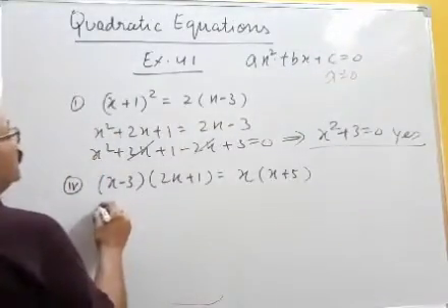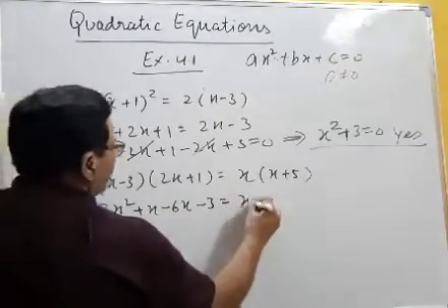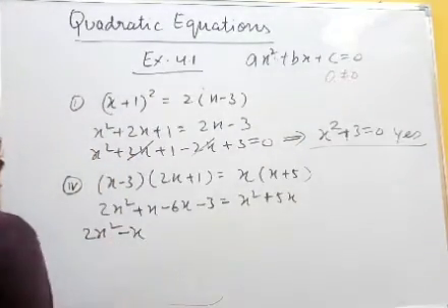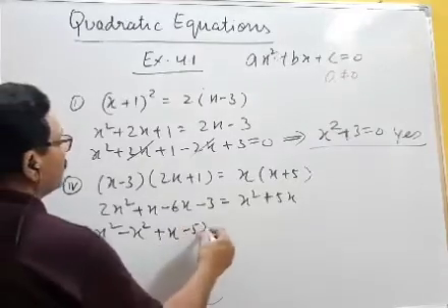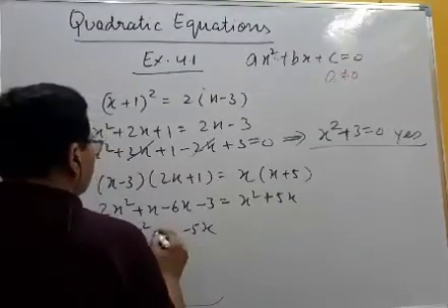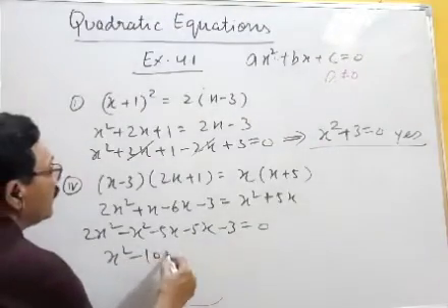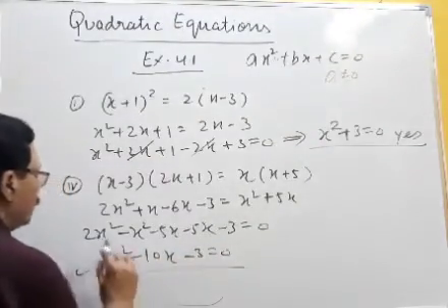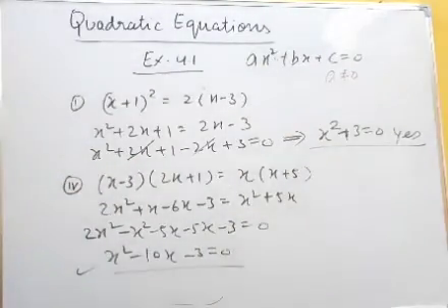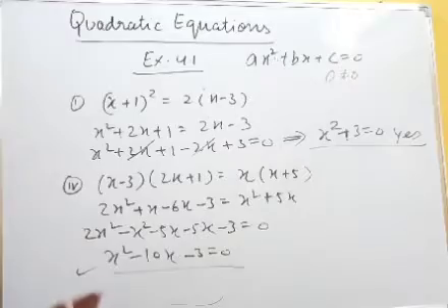Open this bracket. 2x square plus x minus 6x minus 3 x square plus 5x. Take 2x square minus x square, plus x minus 5x. Okay, this is okay. Minus 5x and this minus 3 equal to 0. You will get x square minus 10x minus 3 is equal to 0. Yes, it is quadratic. Why? It follows x square plus bx plus c. Okay, clear? Again I am telling you, I am making a little change from my side.